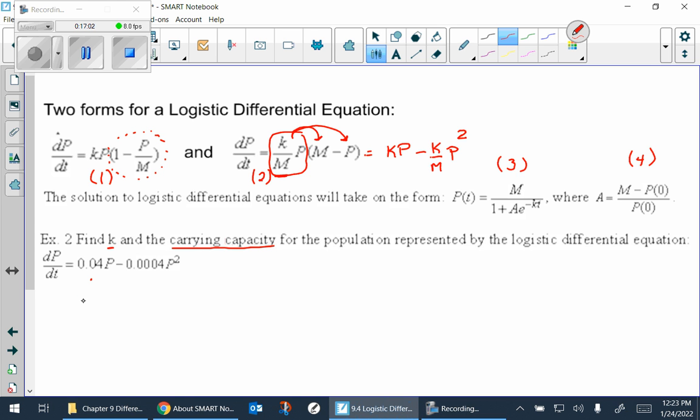So, 0.04 P minus 0.1234 P squared. That is what K times P minus K over M P squared is equal to. Well, this is 0.04 times P, so K times P is the same as 0.04 times P. I think we got K is 0.04.